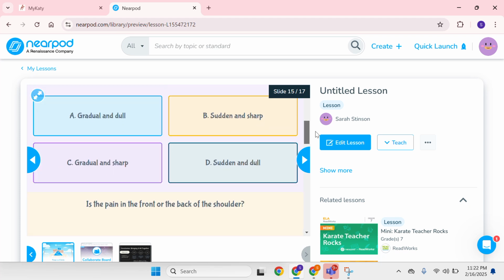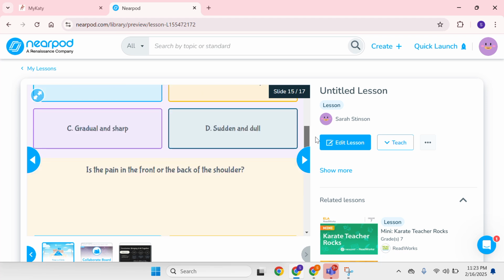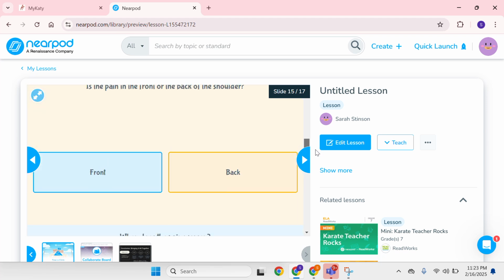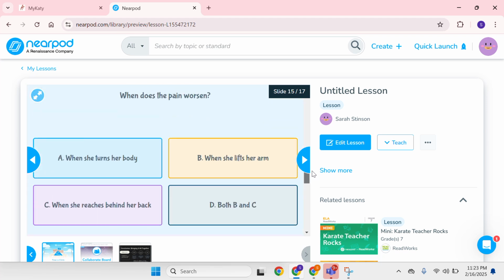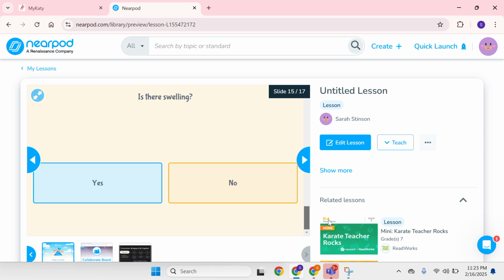So the pain was gradual and dull, sudden and sharp, gradual and dull. She has to identify the type of pain. You have to identify where the pain was. When does the pain worsen? What are Sam's other symptoms? And is there any swelling?